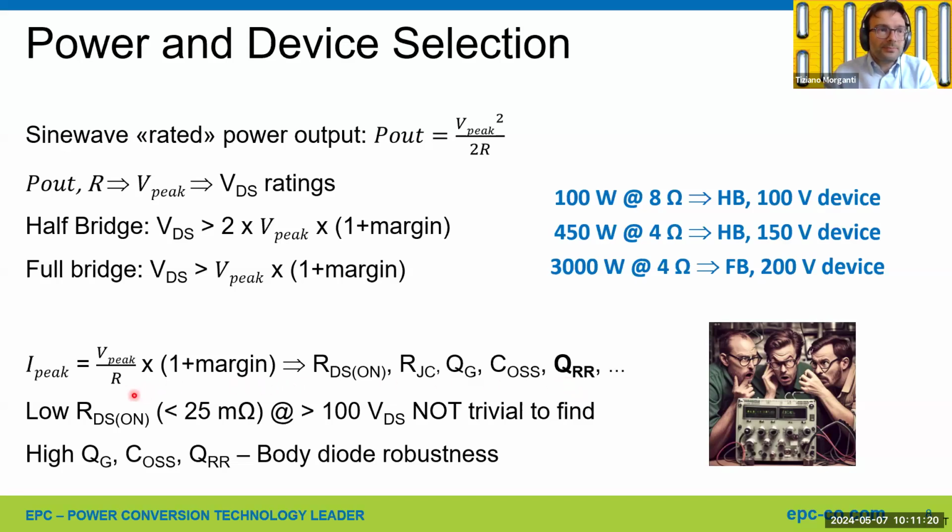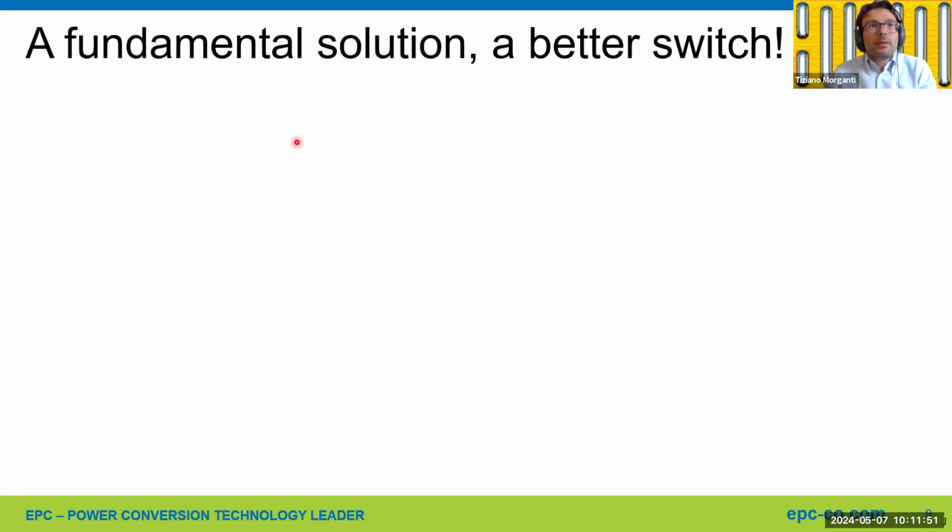In terms of device selection, it is not trivial to select a low RDS on device with high VDS ratings and with good switching parameters, including the body diode. So in terms of silicon MOSFETs, it's tricky and challenging to select the right device. So what EPC is offering is a better power switch.